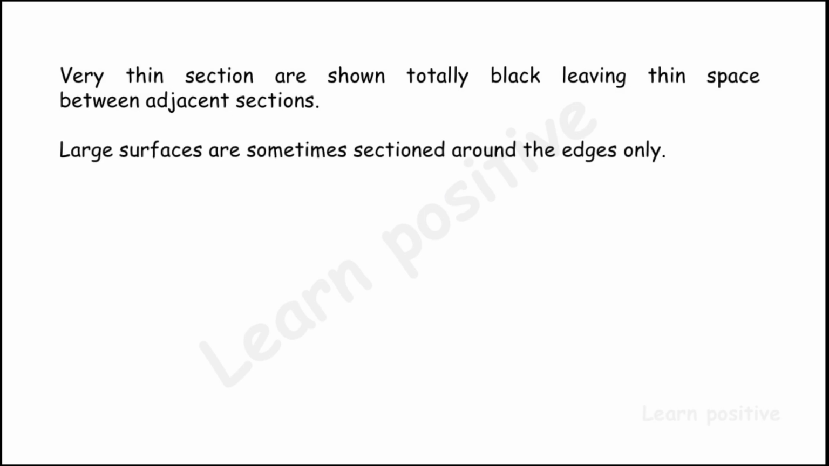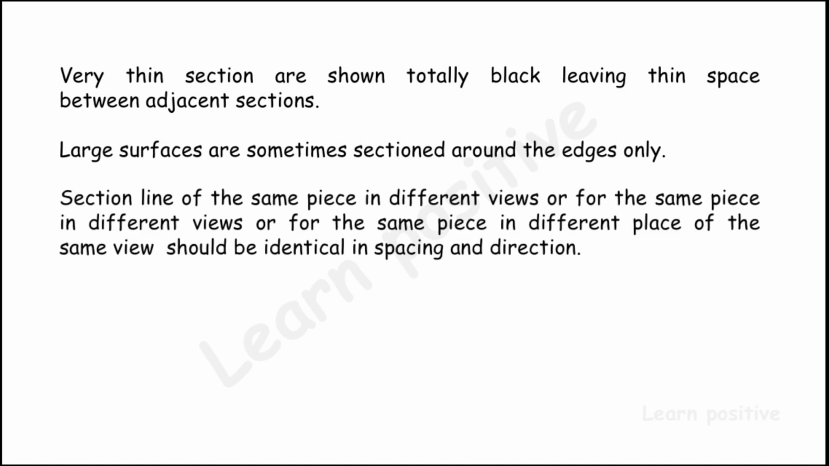And if the component has a very large surface, we use only the outer line of the surface for the hatching, not the center. So not fully, and not in the center. We use the outer parts of the sectional component. The section lines of the same piece in different views should be identical in spacing and direction.